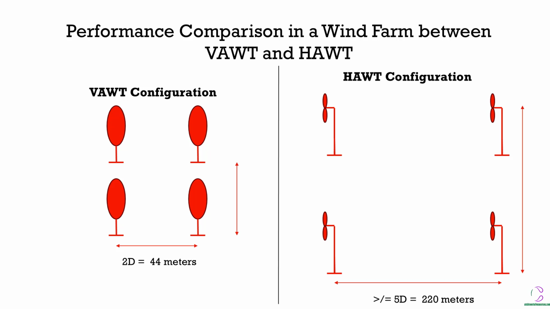But for a horizontal axis wind turbine, you need a minimum of 5D, and the diameter in this case is about 44 meters. So you are talking of a 220 meter distance between each wind turbine in the wind direction and in the crosswind direction. So you see how you need more land area in order to generate a similar amount of power for horizontal axis wind turbines compared to a vertical axis wind turbine system.